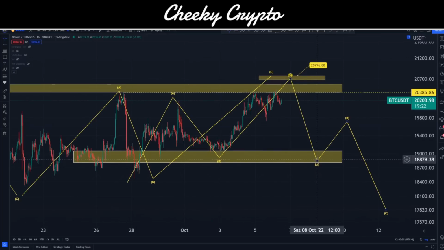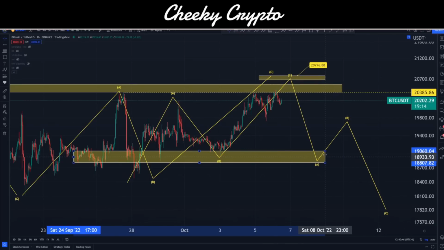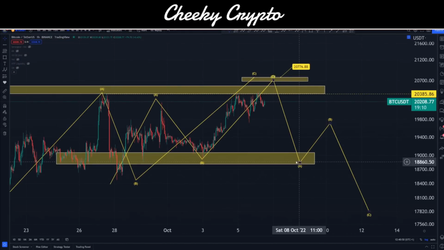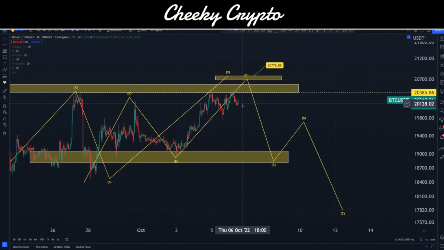We move to this demand zone, we bounce from it, we then push back down as sellers start to appear back up in this range, and then push us back down, and we lose that because we meet all of the demand. It gets soaked up, and we move back down to the next demand zone. So that's kind of what I'm looking for here within Bitcoin.